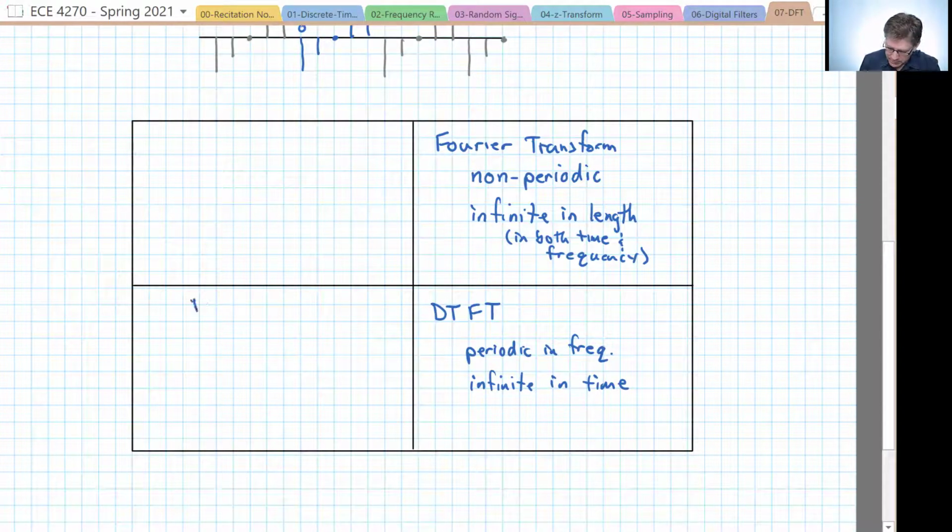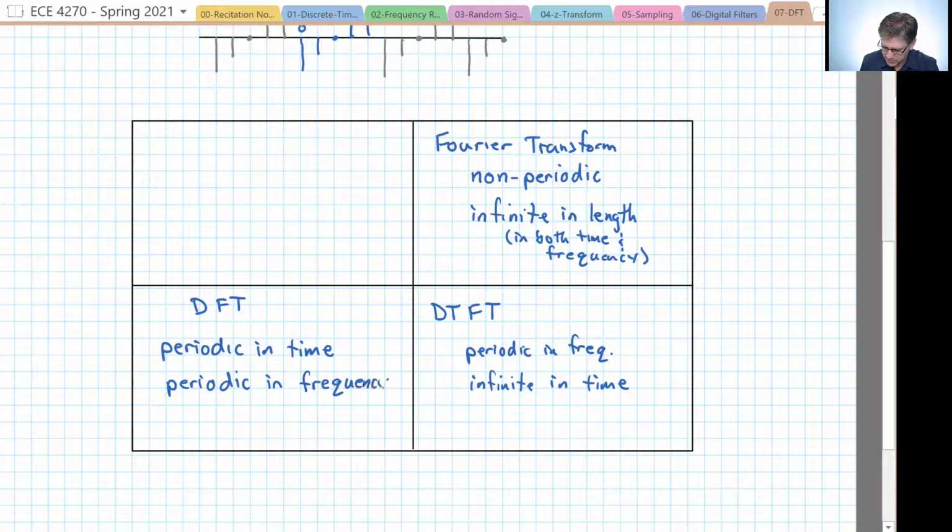Now we have the discrete Fourier transform. We find that it's periodic in time and, I guess we need to establish this, but I've already mentioned that since it's a sampled version of the DTFT, it's periodic in frequency. In fact, it's pretty easy to show. So we have one box left here, and this is the Fourier series, which you really don't spend time with in this class, but you've seen it before. And the Fourier series is periodic in time.